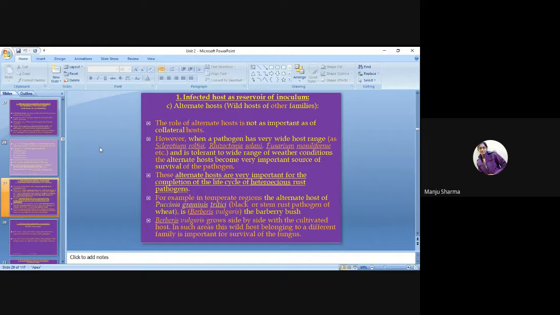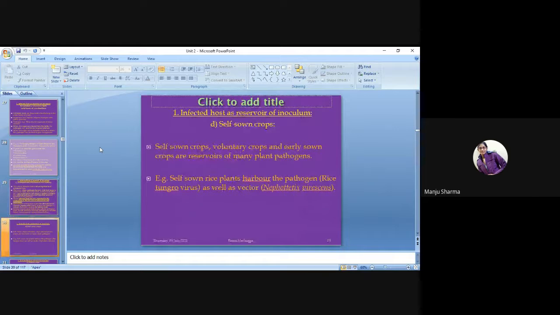So these alternate hosts are very important for the completion of the life cycle of heteroecious rust pathogen. For example, in temperate regions, the alternate host of Puccinia graminis tritici, that is the black or stem rust pathogen of wheat, is Berberis vulgaris, the barberry bush. Then infected host as reservoir of inoculum, that is self-sown crops.